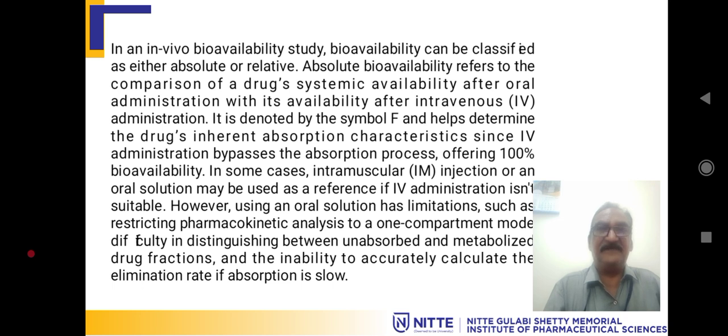In an in vivo bioavailability study, bioavailability can be classified as either absolute or relative bioavailability. Absolute bioavailability refers to the comparison of a drug's systemic availability after oral administration with its availability after intravenous administration. It is denoted by the symbol F and helps determine the drug's inherent absorption characteristics, since IV administration bypasses the absorption process, offering 100% availability.